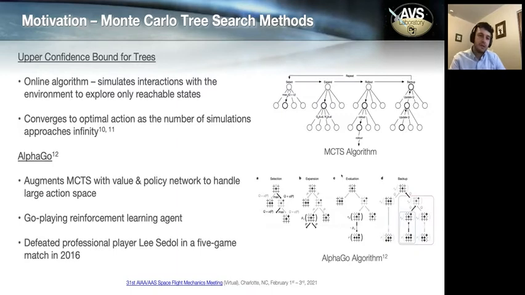AlphaGo is an algorithm that augments MCTS with value and policy networks to handle large action spaces. And in 2016, AlphaGo actually defeated a professional Go player, Lee Sedol, in a 5-game match.